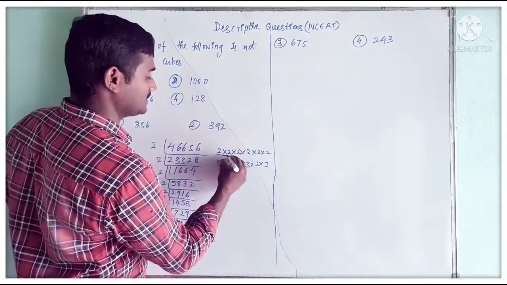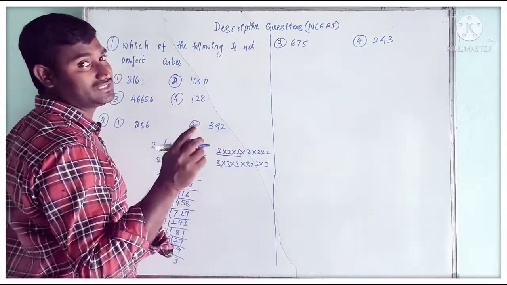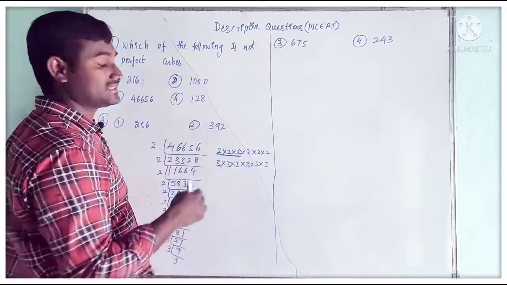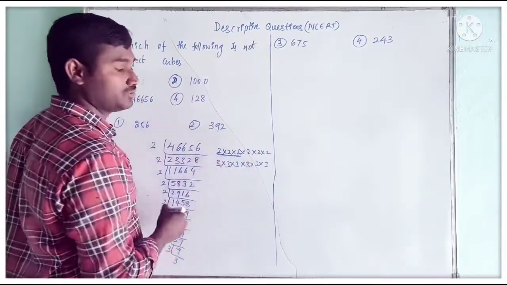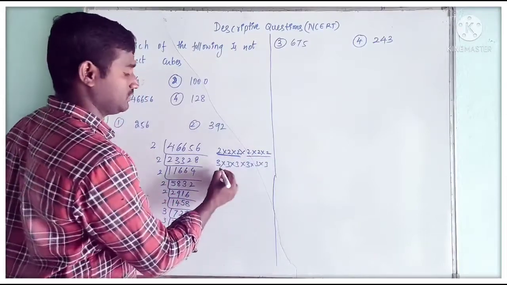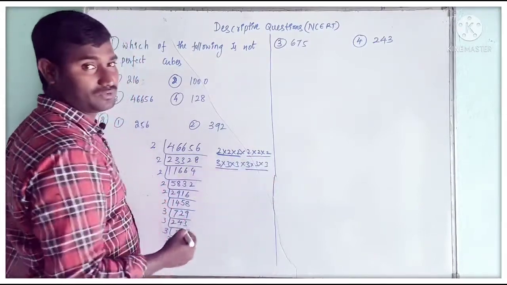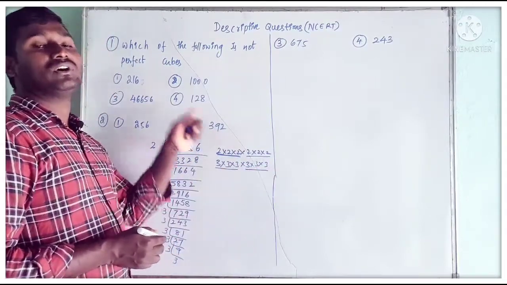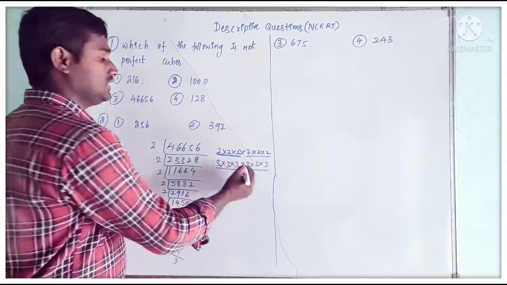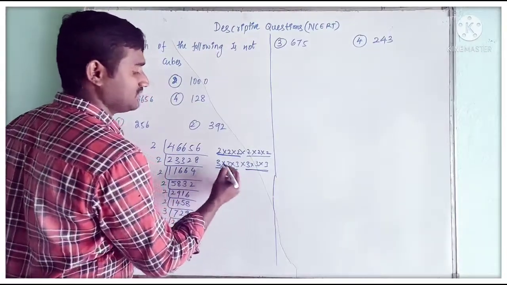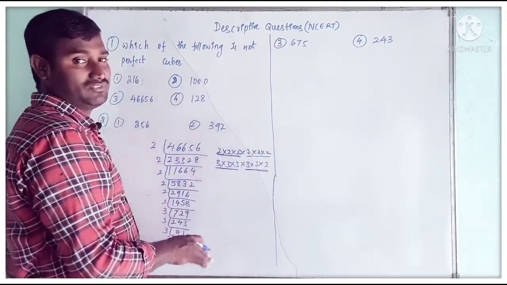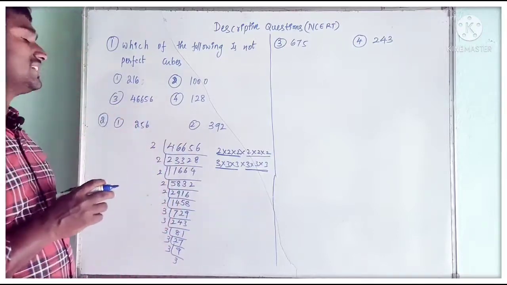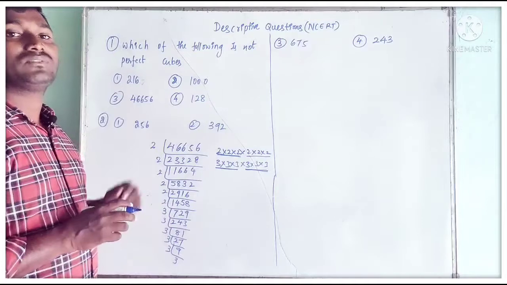Now we need to make groups of 3 similar factors. In each group we need to take 3 similar factors. Here is one group, here also one group, here also one group, here also one group. If no number is left over, then it is a perfect cube. In each group we have 3 similar factors, and no extra number in this prime factorization. So 46,656 is a perfect cube.